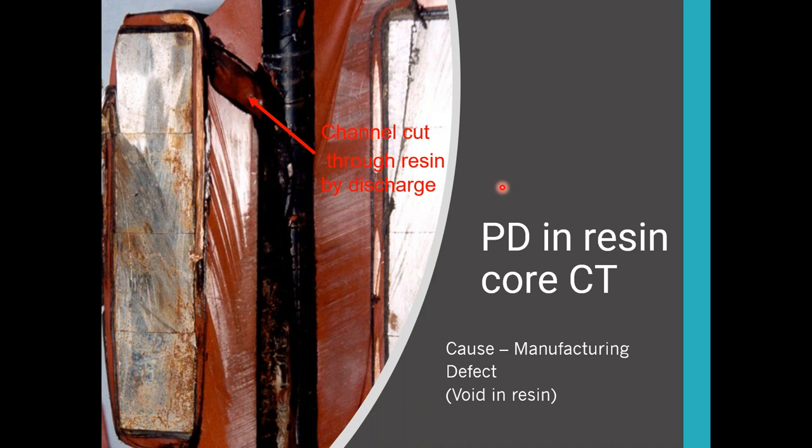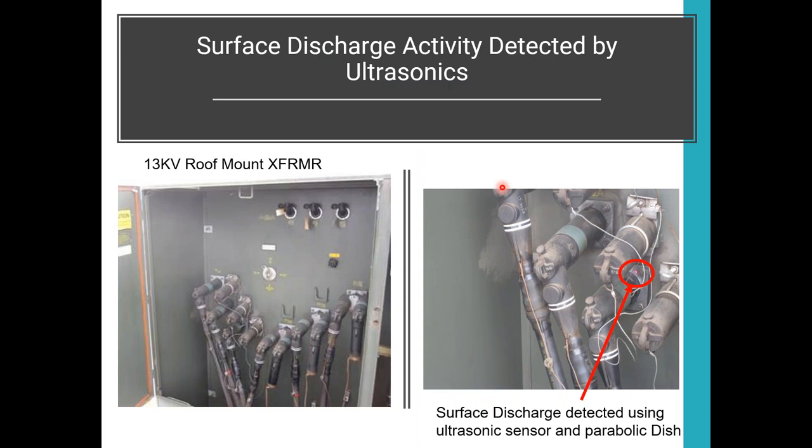We've seen this cast resin CT before. Surface discharge in a roof-mounted transformer. They identified it with ultrasonics. They went in with the parabolic dish and they scanned everything. And the parabolic dish picked up the most signal behind this flange. Remember earlier I said those parabolic dishes are great for troubleshooting. When they pulled this flange off, they found that the hole wasn't cut clean. It was a jagged piece of metal pointing towards the conductor. It started to cause PD to happen.